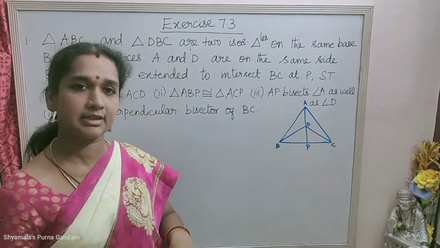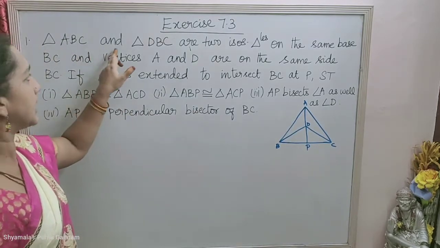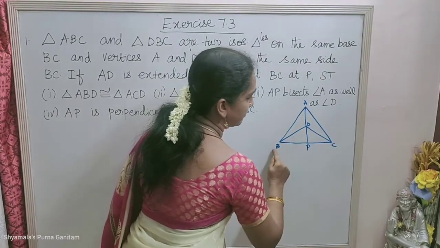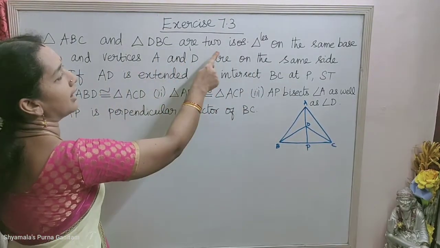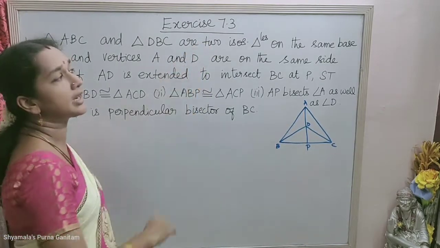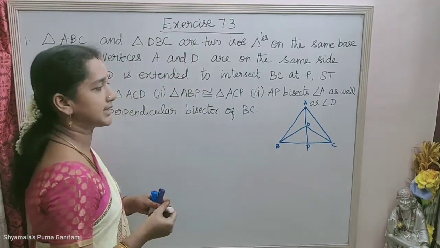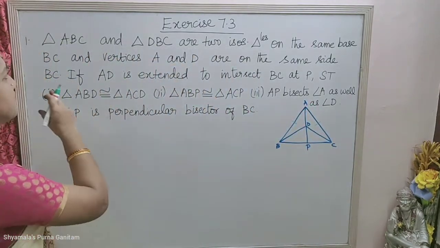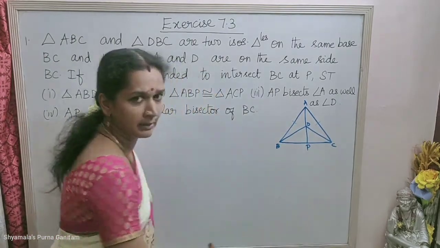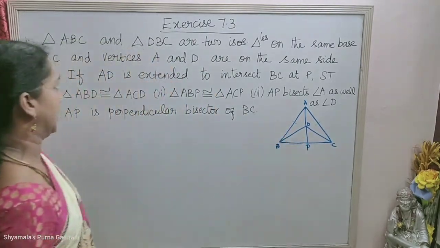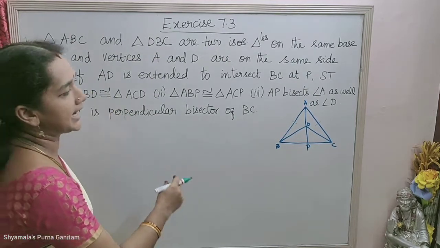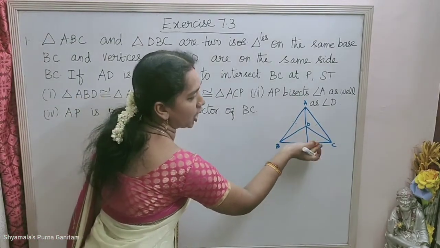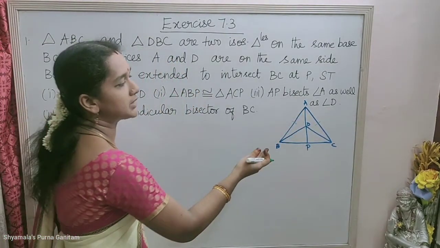So this is exercise 7.3. The first sum is triangle ABC and DBC. These two triangles are isosceles triangles, with AB equal to AC and DB equal to DC, on the same base BC. So BC is the base for both the triangles. The vertices A and D are on the same side of BC, that is, above BC.